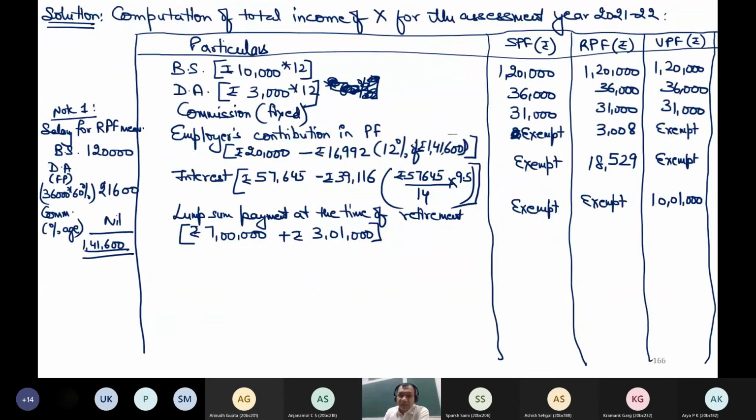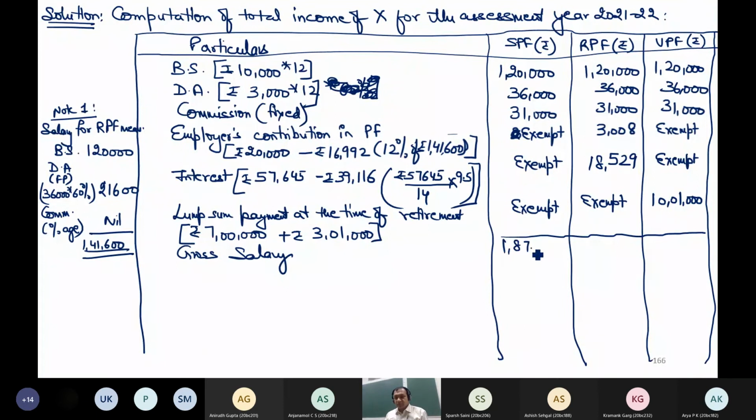But right now I am computing only salary, so I should first compute my salary. The total gives me gross salary. The gross salary is 120. Check the total. 36 plus 31.